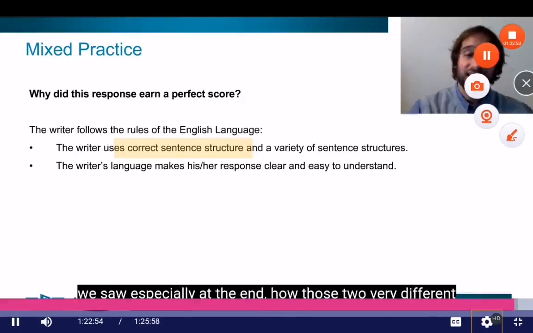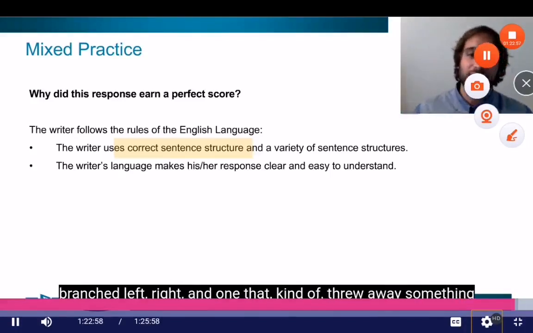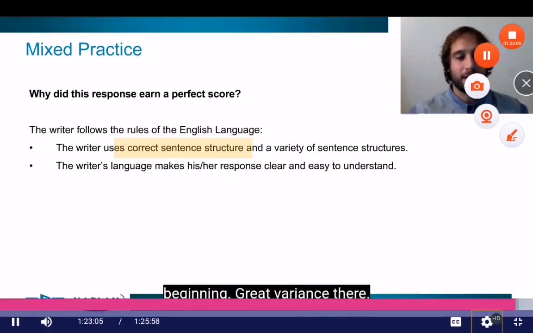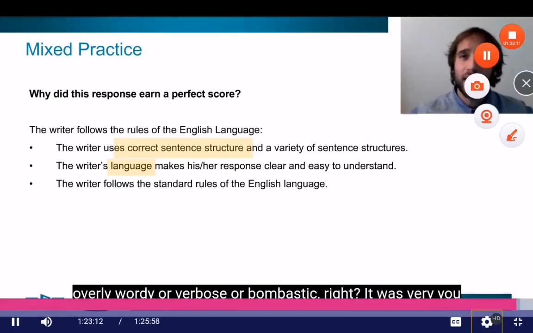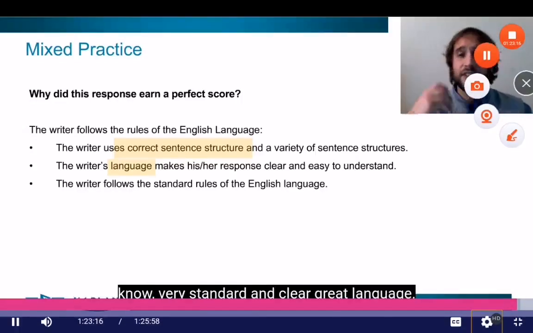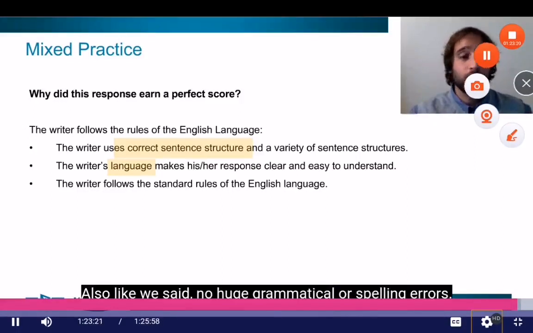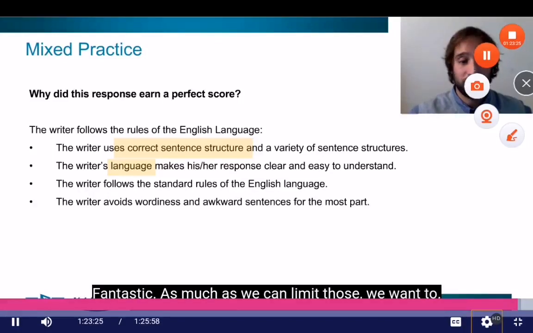We saw, especially at the end, how those two very different sentences were juxtaposed. One that branched right, one that branched left, right? And one that kind of threw away something at the end and also kind of tossed something away at the beginning. Great variance there. The writer had very nice, formal, clear language. Nothing overly wordy or verbose or bombastic, right? It was very, very standard and clear, great language here. Also, like we said, no huge grammatical or spelling errors. Fantastic. As much as we can limit those, we want to.